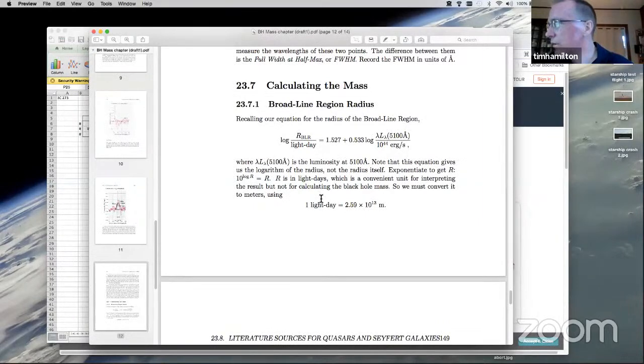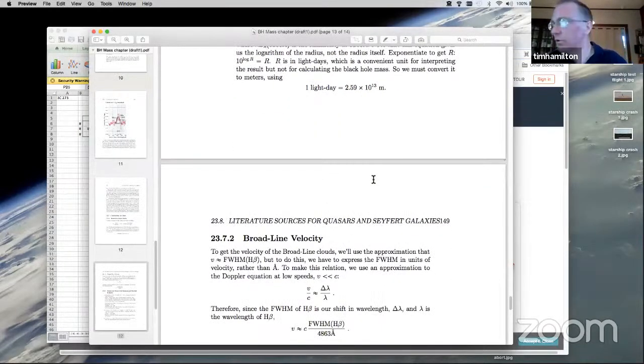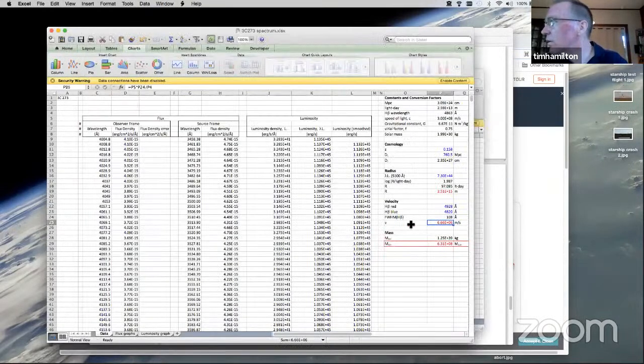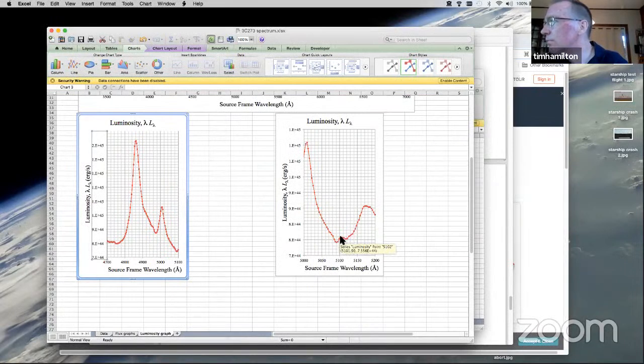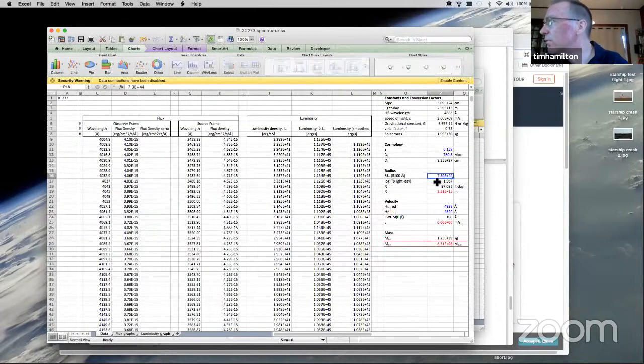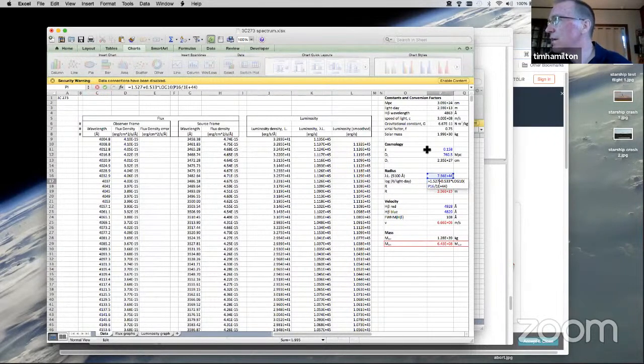Let's see, we've already calculated our, let's do the broad line region radius first. Here's our equation again. In this case, I had calculated the continuum luminosity to be 7.3 times 10 to the 44th. Let's see if that's still right. Nope, it's a little higher since I recalculated. 7.556 times 10 to the 44th. So that's 7.556 E44. That's a way of writing exponentials in a spreadsheet. There we go. I've made the equation that converts that into the log of the radius in light days.